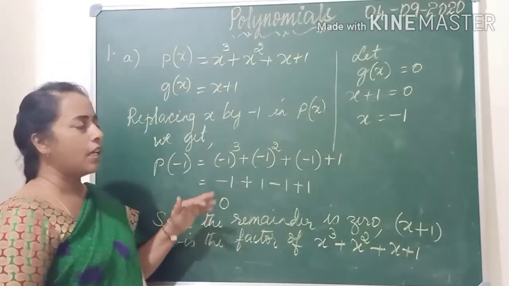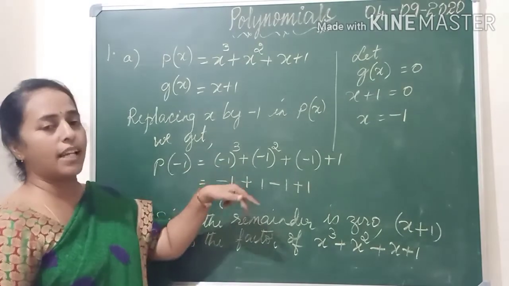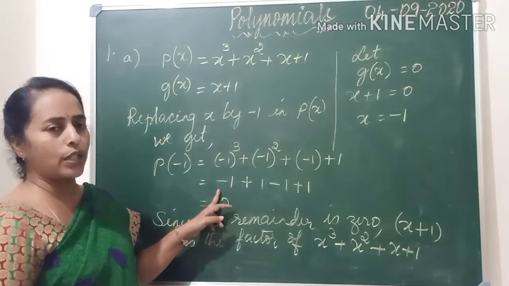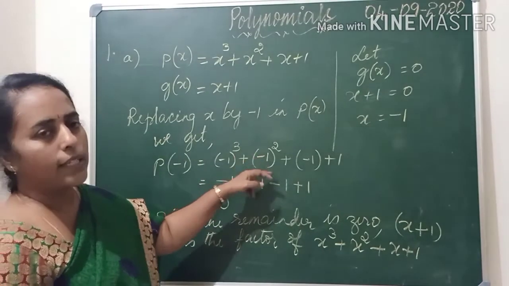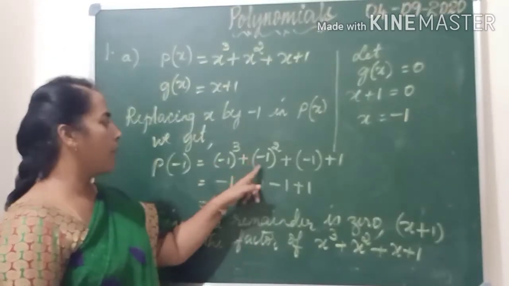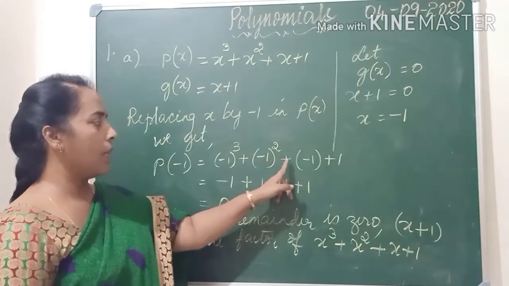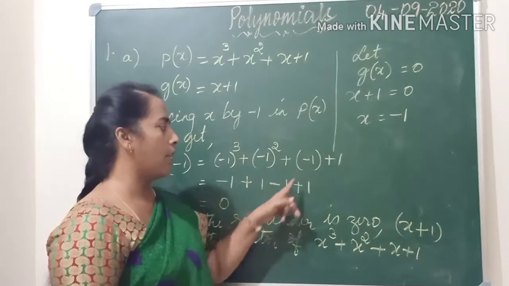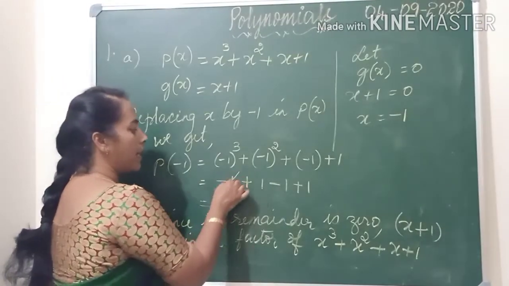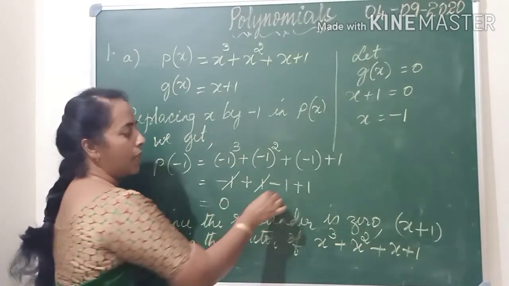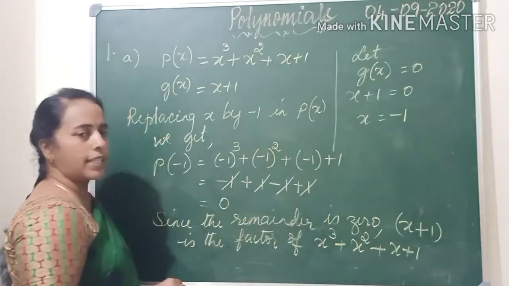Now simplify this. If you multiply minus 3 times, what will you get? You will get minus only. So 1 cube is 1. Here, get the value of this one first. Minus 1 the whole square is plus 1. Plus 1 into plus, plus 1. Here plus into minus, minus 1 plus 1. Now when you simplify this, minus 1 plus 1 will be cancelled. Minus 1 plus 1 will be cancelled.